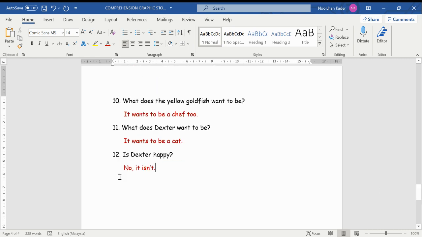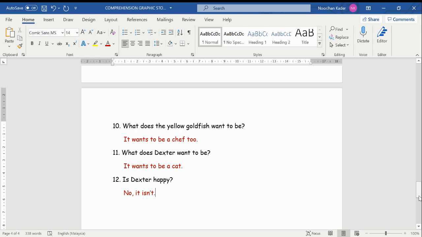Number 11 and 12 are based on the frame for the conclusion, the fourth frame. What does Dexter want to be? He wants to be a cat. Or you can say he wants to be a cat, but I don't want to confuse you. I still use it because it's also a goldfish. So, is Dexter happy? No, it isn't. You don't have to describe. You've already refuted for number 12, but you don't have to state anything more because this is actually a prediction of what Dexter is feeling. So we do not know. There is no detail stated there in the story.